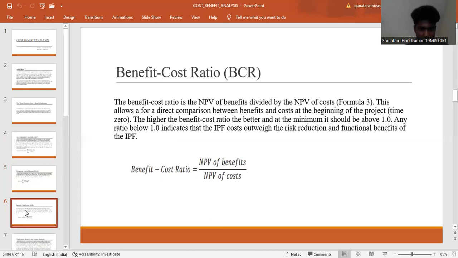And the benefit cost ratio, BCR. The benefit cost ratio is the net present value of benefits divided by the net present value of costs. This allows for a direct comparison between the benefits and costs of the IPF. The higher the benefit cost ratio, the better, and at minimum it should be above 1.0. Any ratio below 1.0 indicates that IPF costs outweigh the risk reduction and functional benefits of the IPF. Benefit cost ratio equals net present value of benefits divided by net present value of costs.